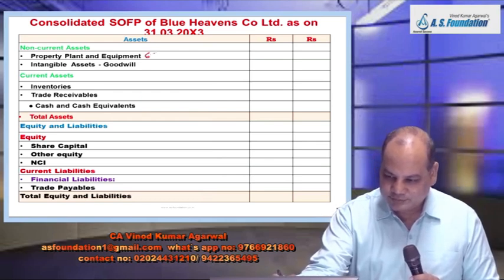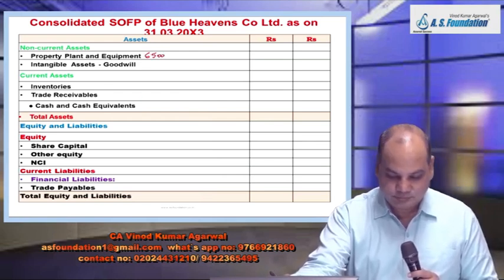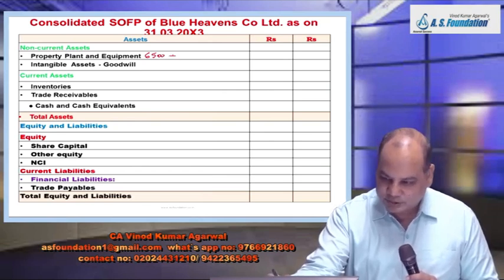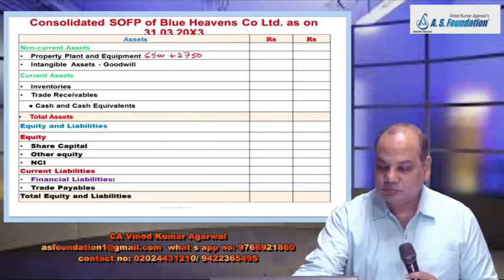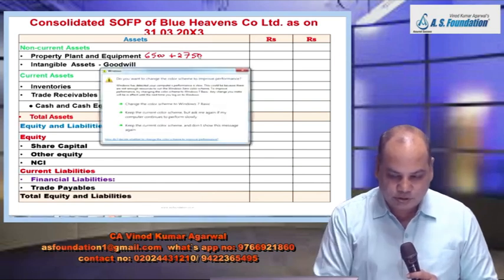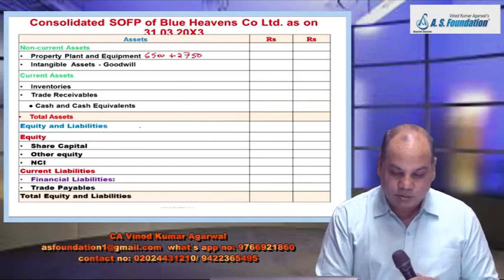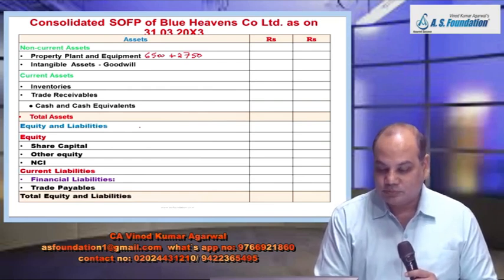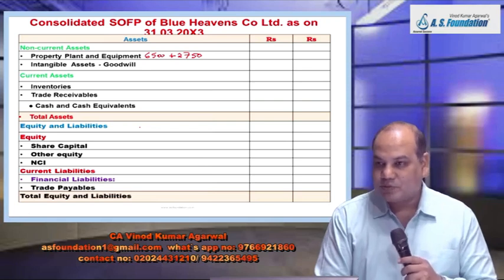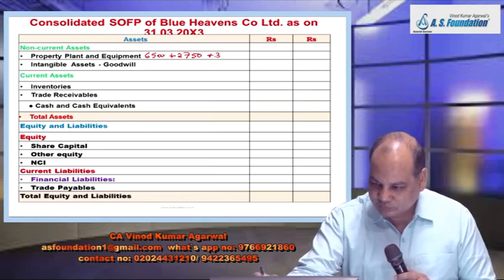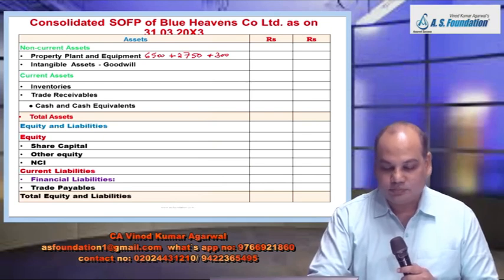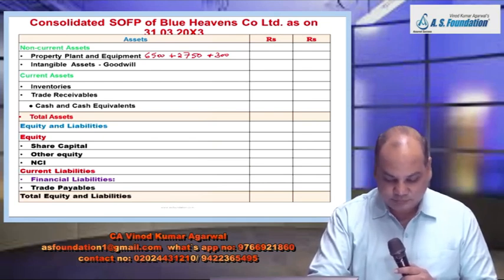Parent company, write 6500. Subsidiary company 2750. But there are two adjustments also. If you see question number 24, 3000 rupees was carrying amount and 3300 rupees was fair value. So by 300 rupees, the value will increase. And there is a depreciation adjustment.